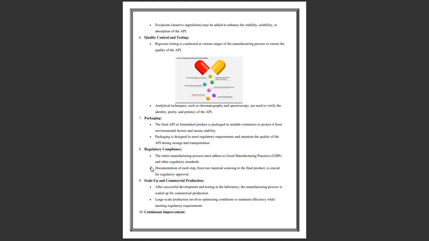Then the next step is quality control and testing. Rigorous testing is conducted at various stages of the manufacturing process to ensure the quality of the API. Analytical techniques such as chromatography and spectroscopy are used to verify the identity, purity, and potency of the API.